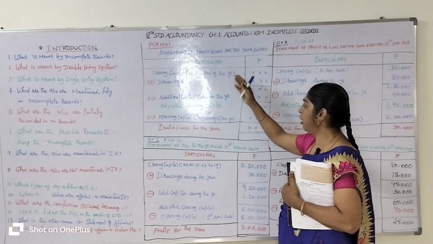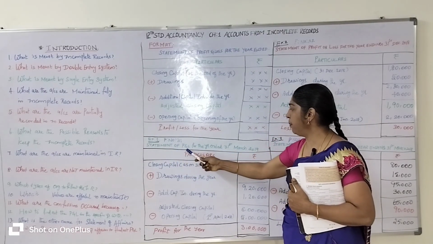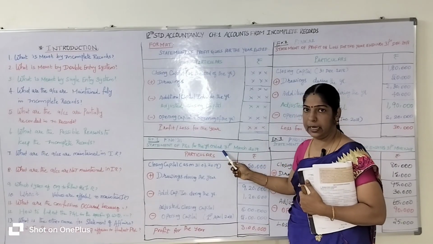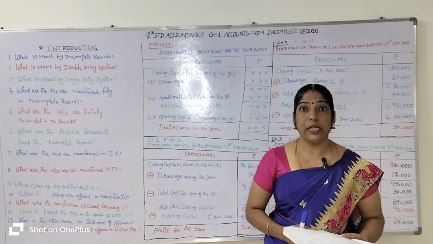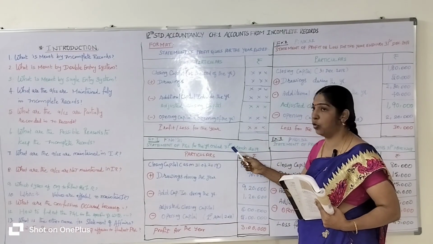So as per the format, first we are going to write the heading. What is the heading? Statement of profit and loss for the year ended. Always we are going to write the end of the accounting period.